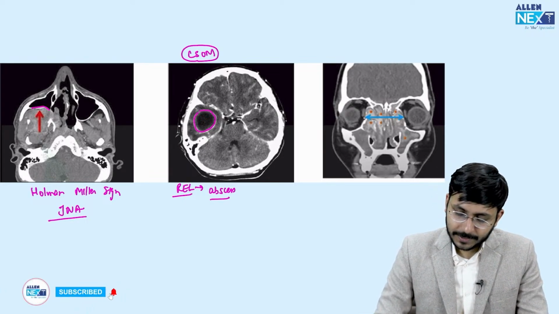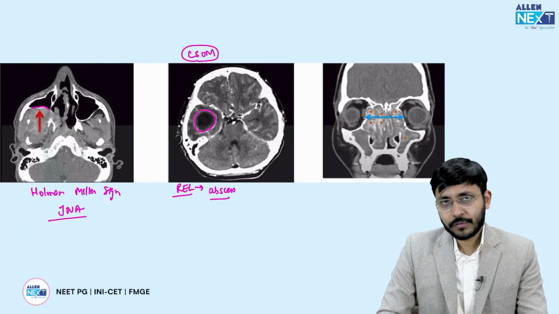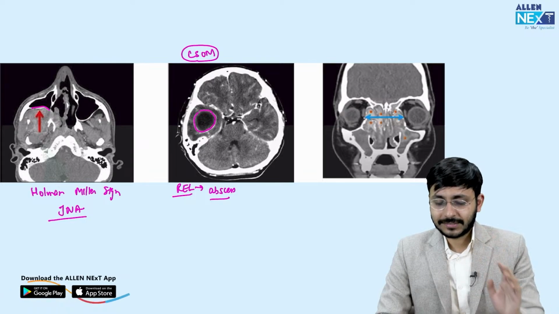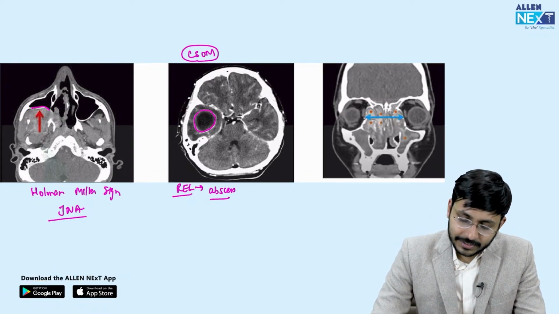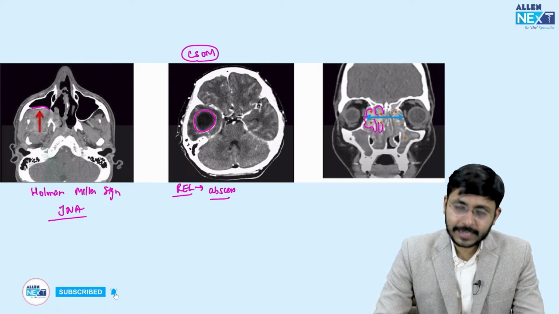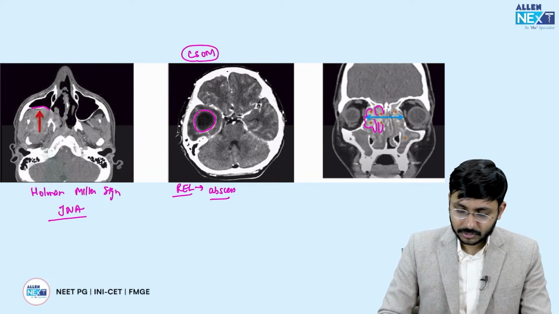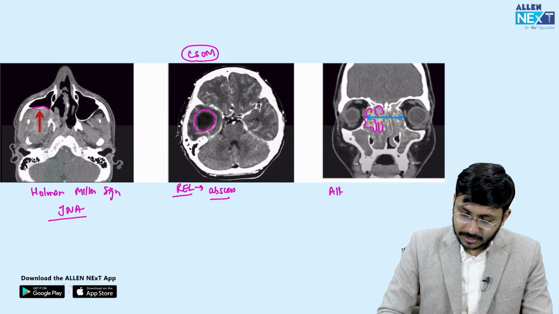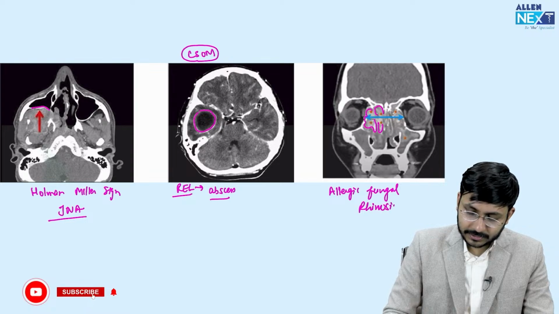Now similarly, if you have a coronal image of the paranasal sinuses, and within that you have these bright structures which are expanding the paranasal sinuses and the nasal cavity. So this is nothing but your allergic fungal rhinosinusitis.